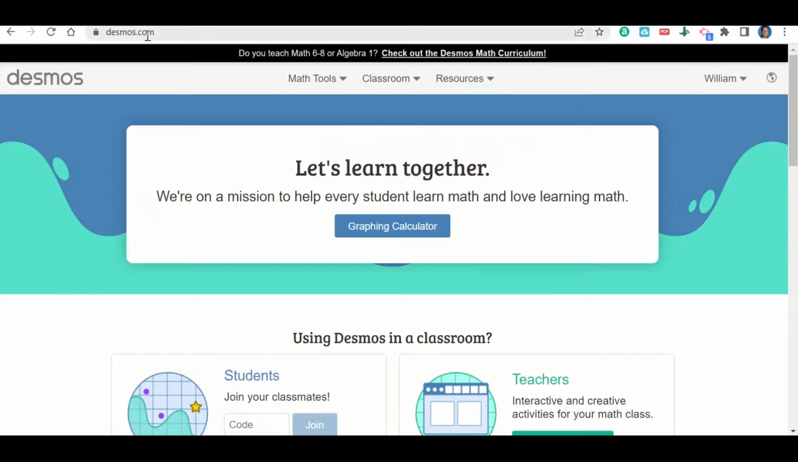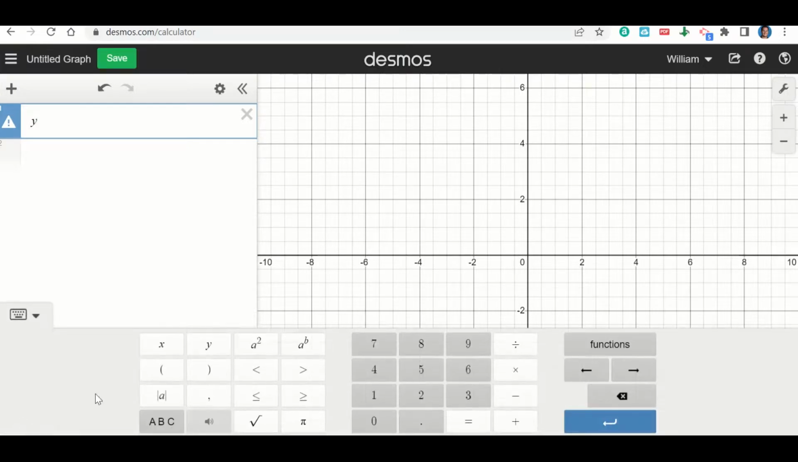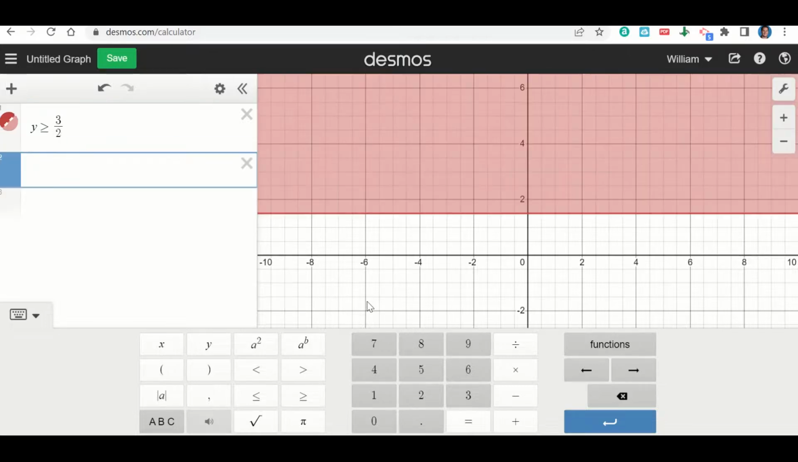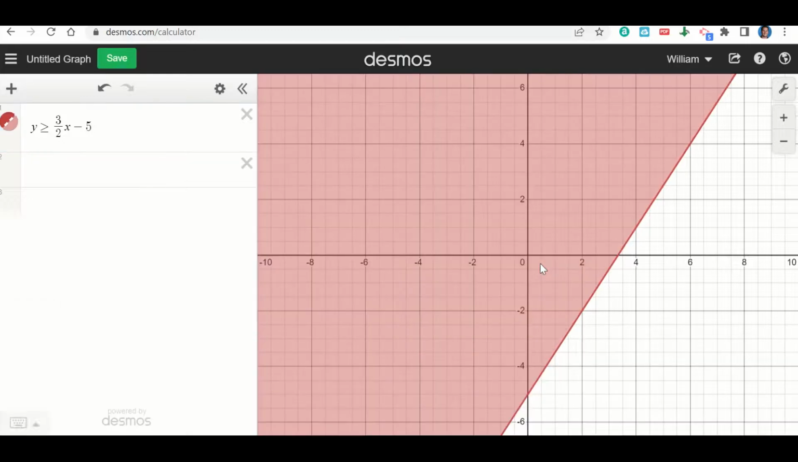So we're going to go to desmos.com and we're going to click on Graphing Calculator. And now we're going to go ahead and enter the inequality that we want to graph. So let's say it's y. Now to do the inequality symbols, we'll go down here to where it says keypad and click there. And here's all your inequality symbols. So let's say it's greater than or equal to. And then we can put in 3/2 x minus 5.